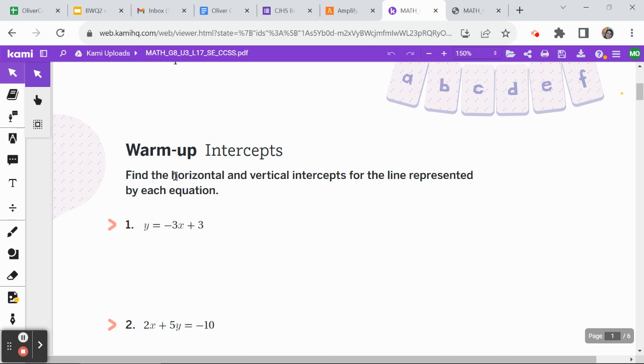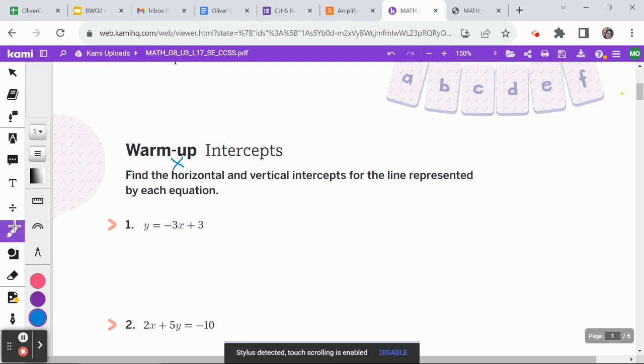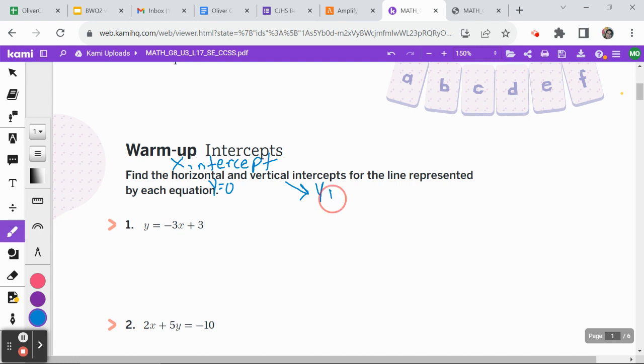All right, so they want you to find in your warm-up your horizontal and vertical intercepts. Your horizontal is your x-intercept. So yesterday we talked about that's when y equals 0. Whereas our vertical intercept is our y-intercept, and that's when x equals 0. So you need to find both of those.